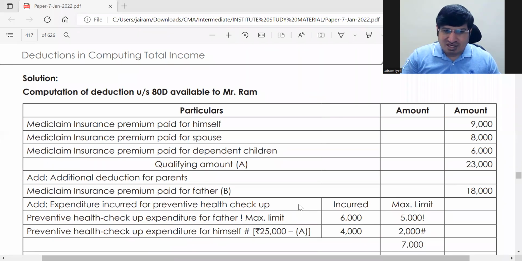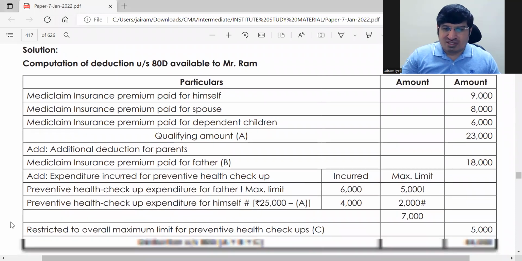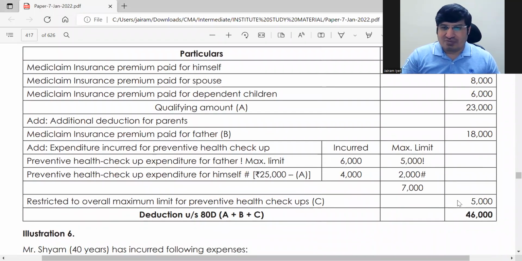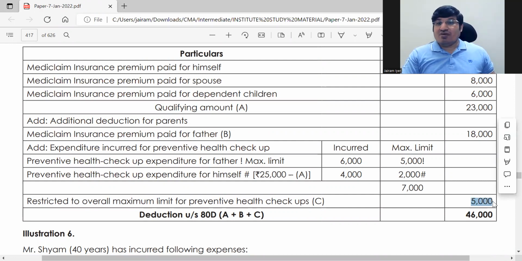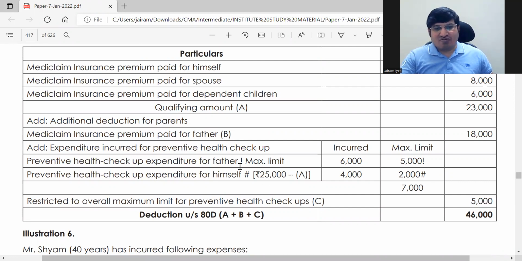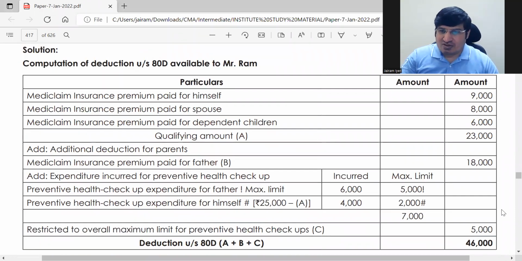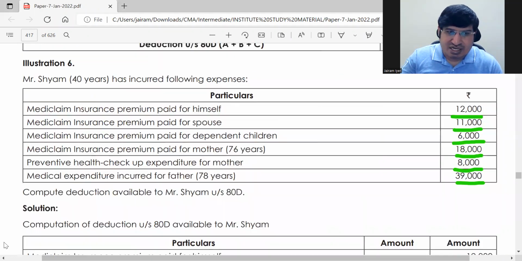So this is how you can do this in the end, your health checkups, because you know this total is going to come to 5,000. Okay. If health checkup is less than 5,000, it will be that figure. If it is more than 5,000 for whichever people he wants to do, it will be limited to 5,000. Okay. So this is how you can do this. So what is 80D here? Just add all these things, you will get 46,000. Deduction under section 80D. Okay.